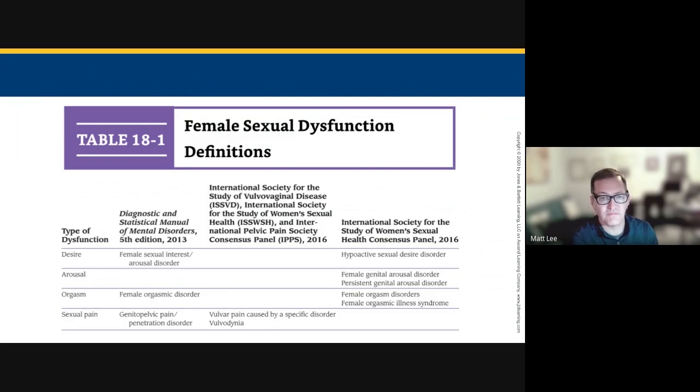If we look at these definitions, over the years they have changed and morphed. Here is generally where we sit. We look at desire, arousal, orgasmic, and sexual pain dysfunctions. You see over there on the left, the DSM-5. There's a DSM-5R now, but it basically categorizes this as female sexual interest arousal disorder, putting that into one disorder, female orgasmic disorder, and then a pain disorder.